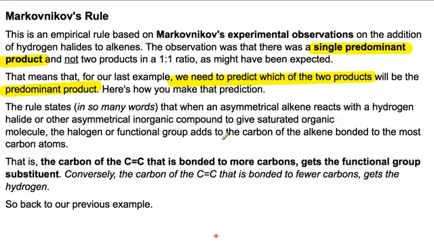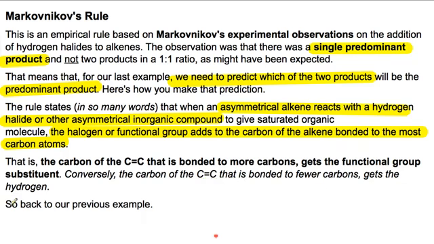In so many words, the rule states that when you have an asymmetrical alkene reacting with a hydrogen halide, that's going to be asymmetrical, or other asymmetrical inorganic compound, could be water, the halogen or functional group adds to the carbon of the alkene bonded to the most carbon atoms. That's the carbon of the carbon-carbon double bond that is bonded to more carbons, and it gets the functional group substituent. So it would get the chlorine. On the other side, the carbon of the carbon-carbon double bond that is bonded to fewer carbons gets the hydrogen. Typically the other atom going on is going to be a hydrogen.